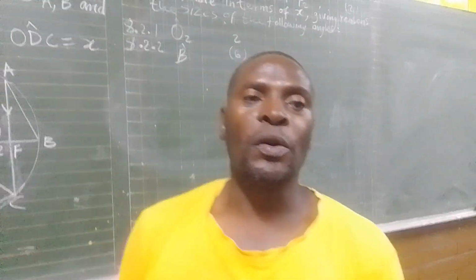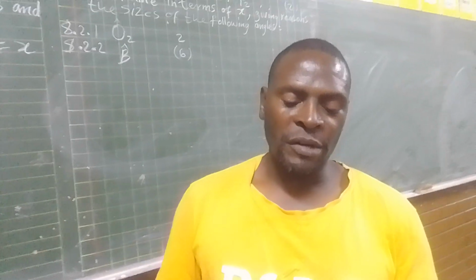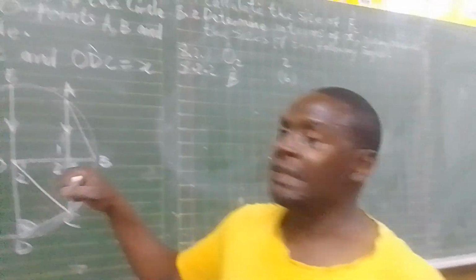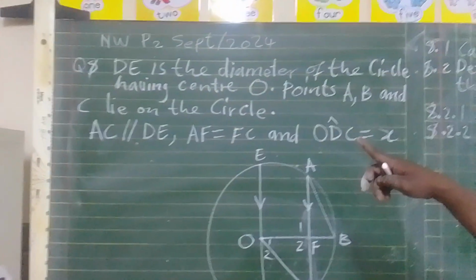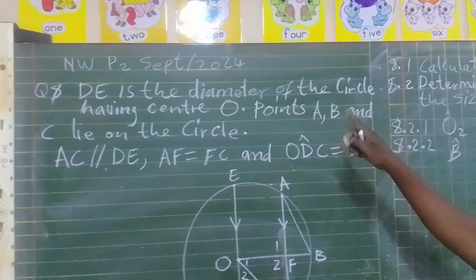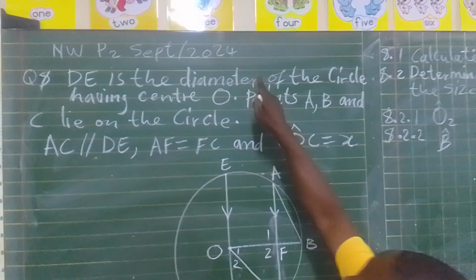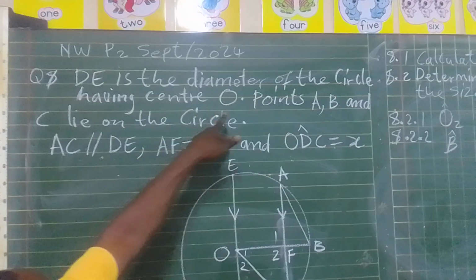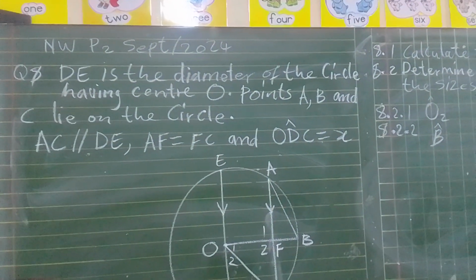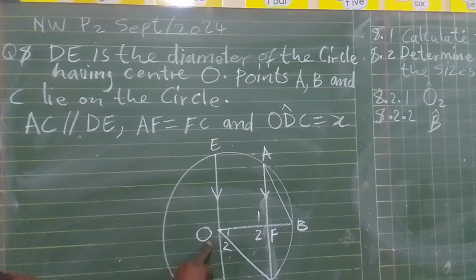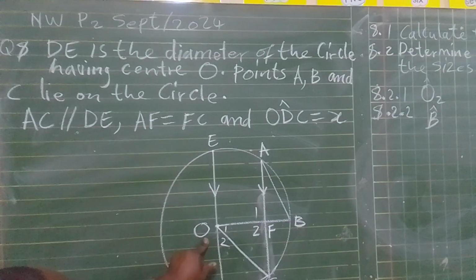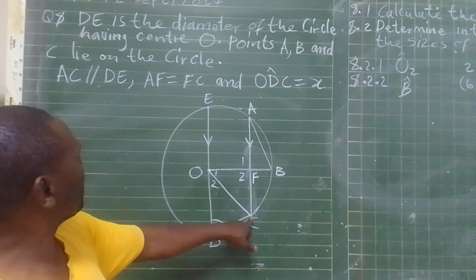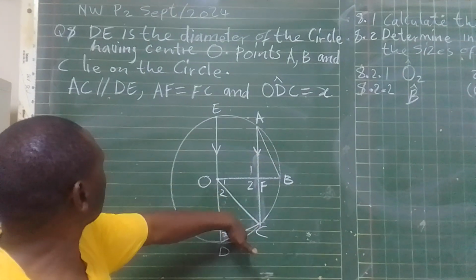We are still continuing with practicing from the past question paper, the Northwest Paper 2, which was written in September 2022. Question 8. They say DE is the diameter of the circle having center O. Points A, B, and C lie on the circle. That means they are within the circle.